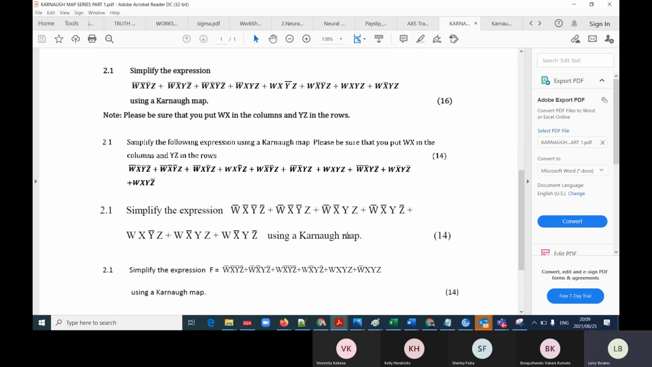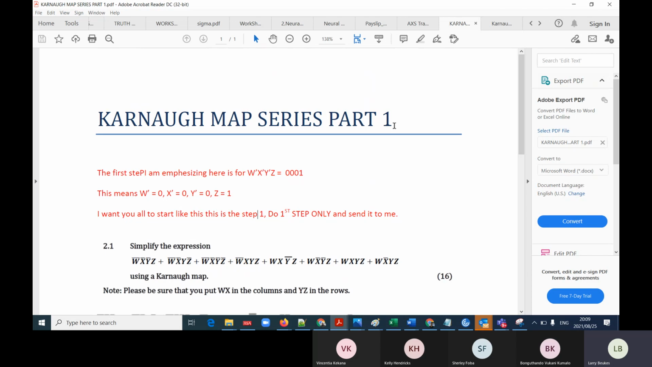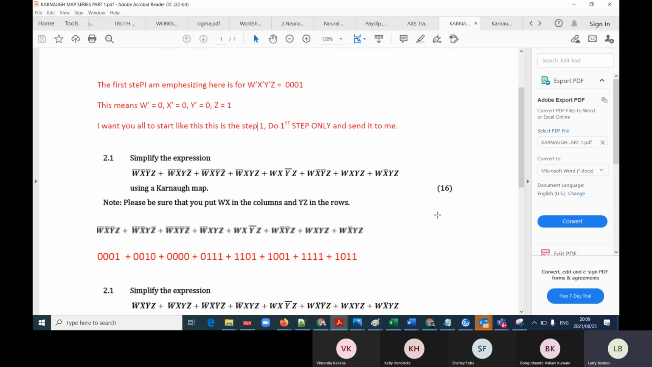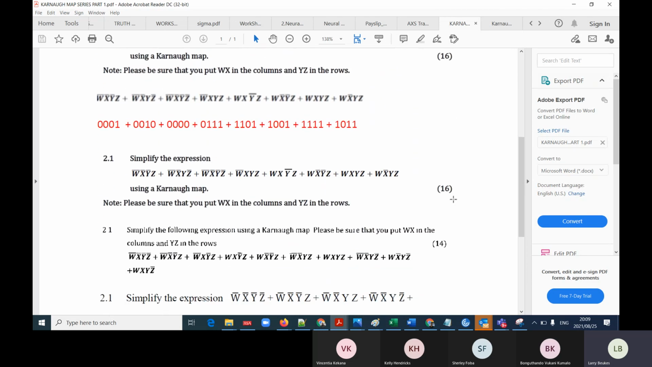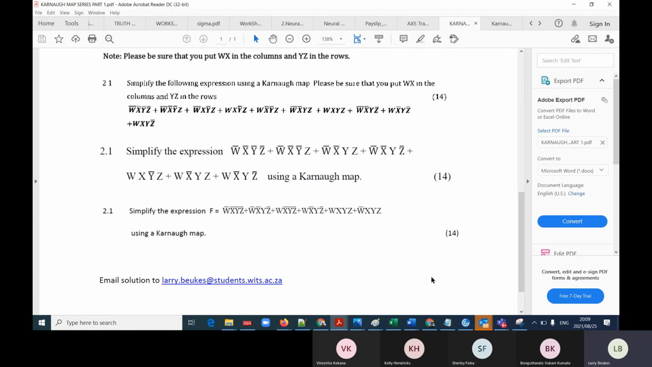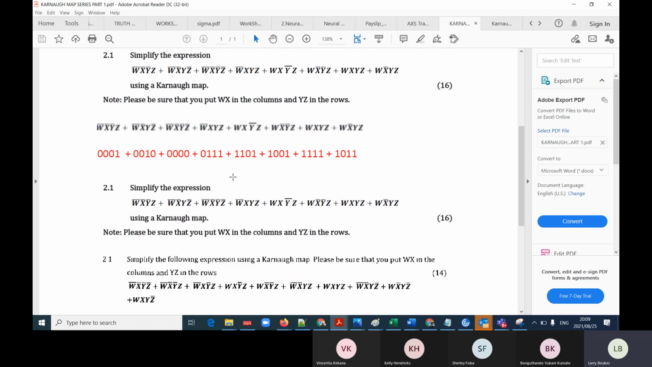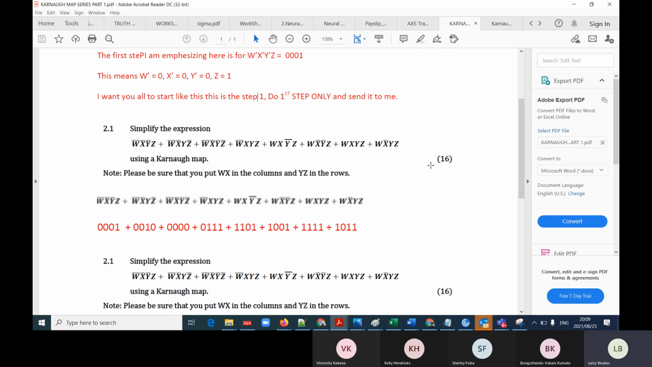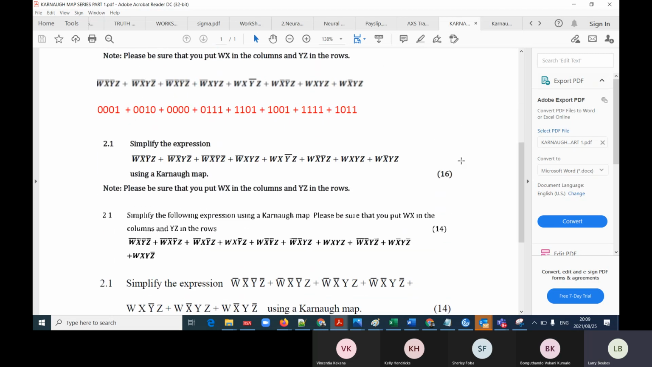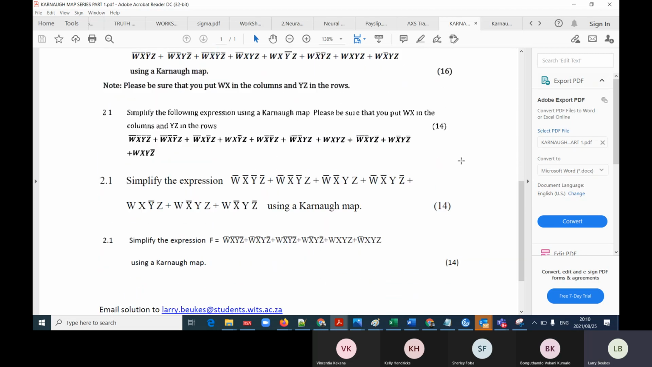Now, if you can do just part 1, you don't even need to do the series part 2. We will mark this part 1 whenever we meet again, because remember, a Karnaugh map is more or less more than 15 marks. Sometimes it's 19. Do you understand? So if we can do this, you already passed your exam, if you can just do the Karnaugh map, the sigma notation.